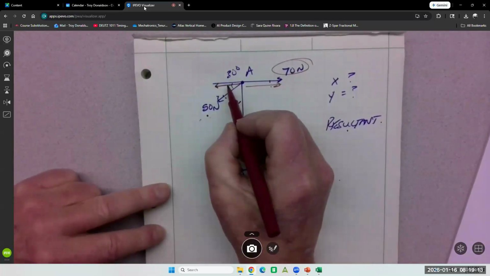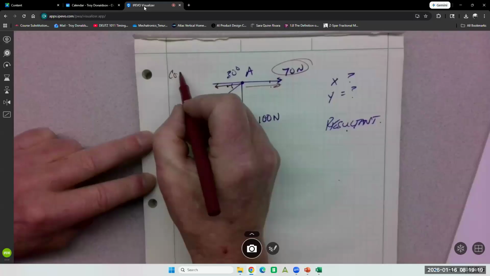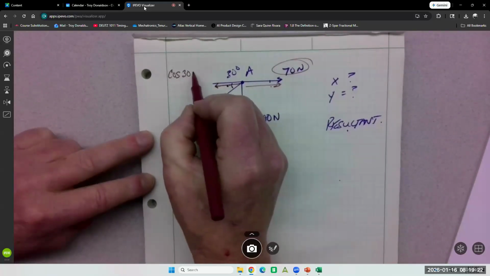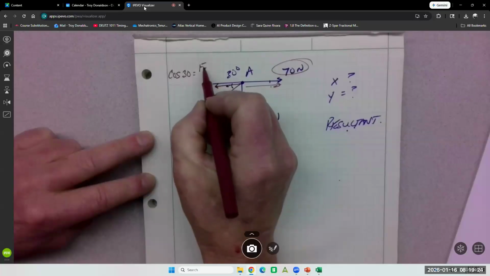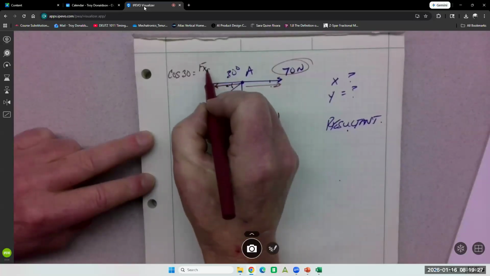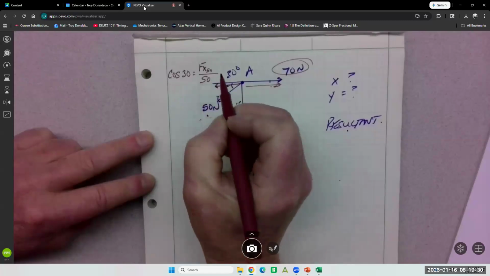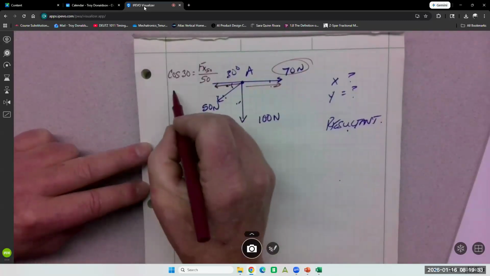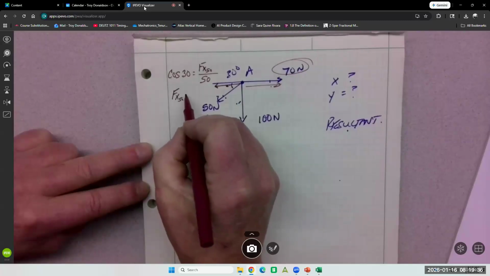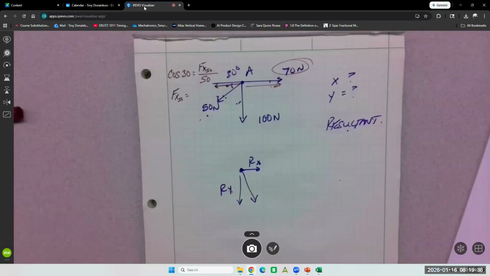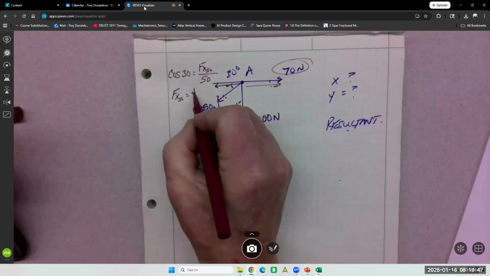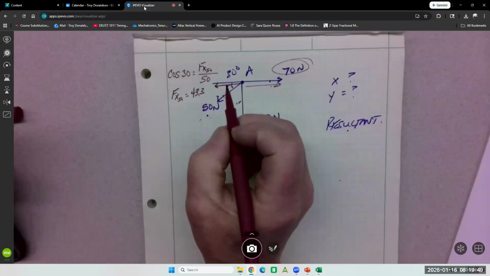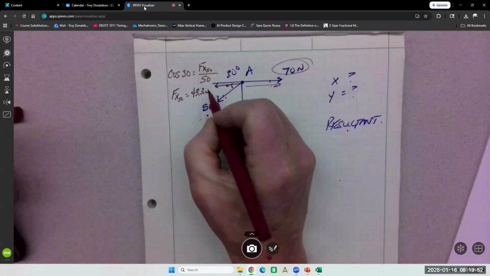So how do we get this? We know that angle, it's adjacent, so that would mean cosine 30 degrees equals adjacent, I'll call it Fx of the 50, over 50 newtons. So this Fx of the 50 would equal 50 times cosine 30, 43.3 newtons.